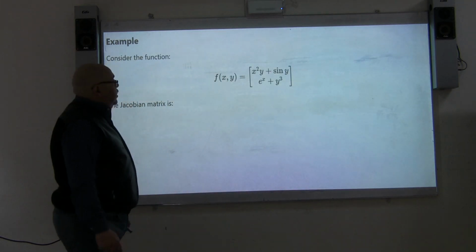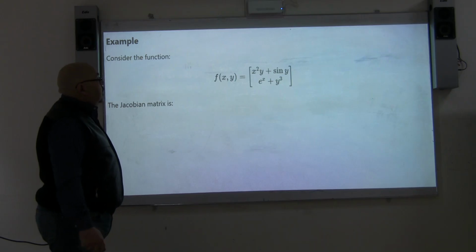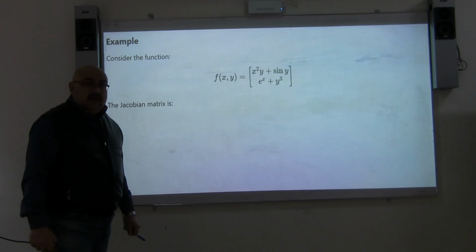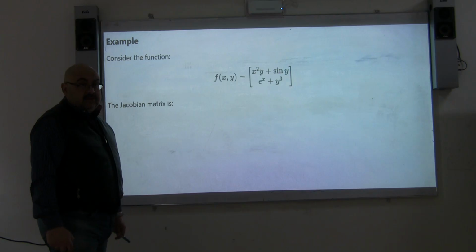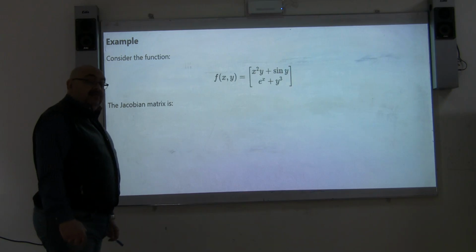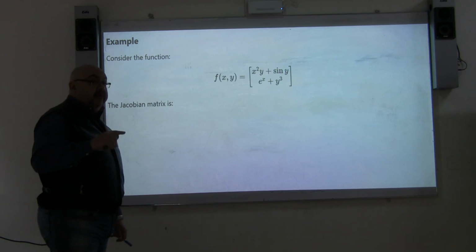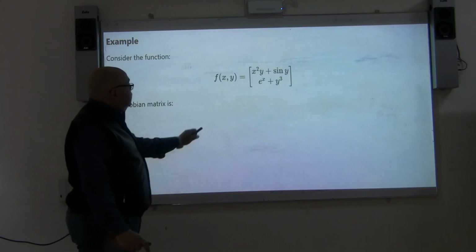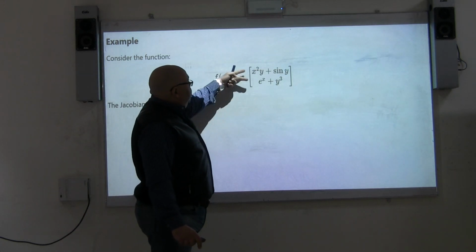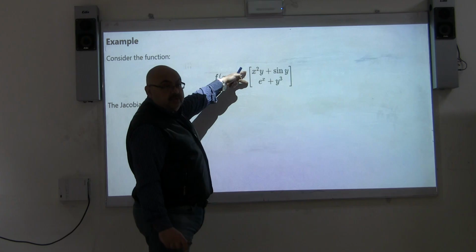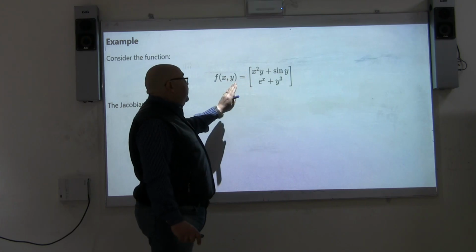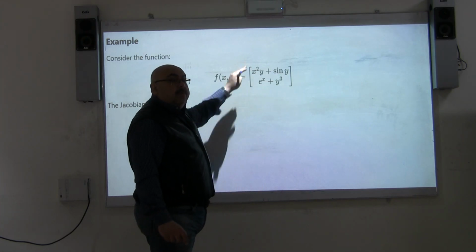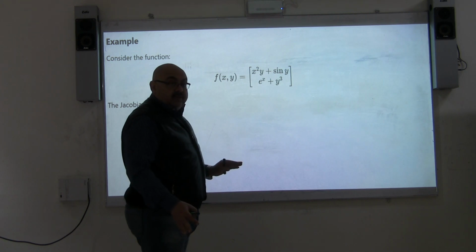Okay, this is also another problem. I want you to write the Jacobian for this matrix or for this problem. Of course, it's a vector valued function because the input is how many variables? 2, and the output is how many functions? 2 of them. I can write the functions beside each other or beneath each other. It's really up to us.